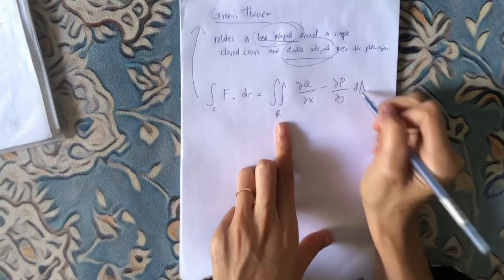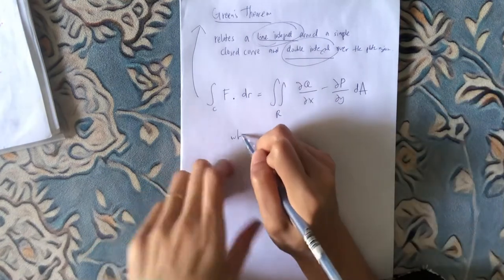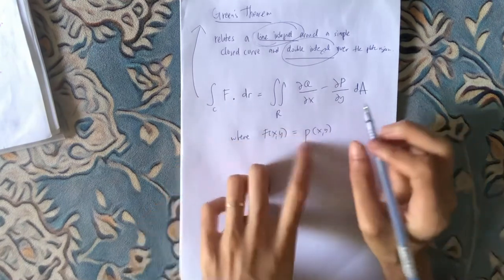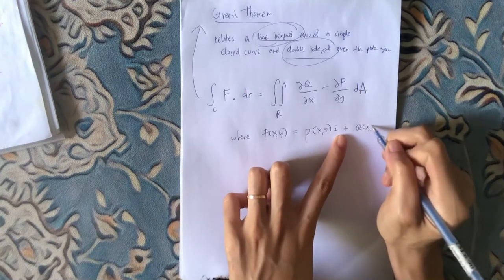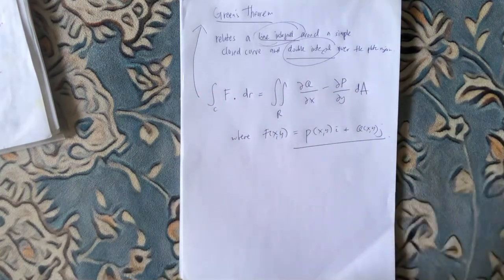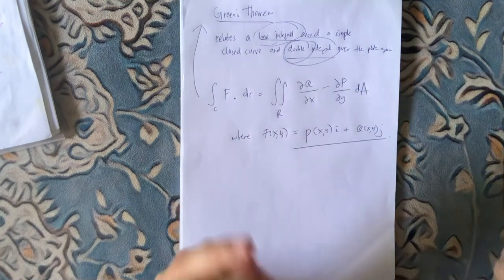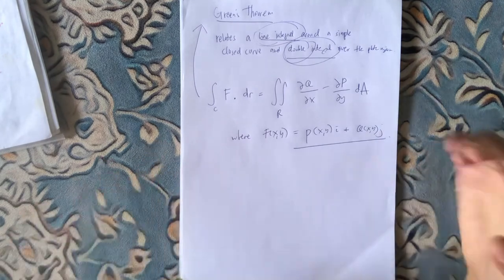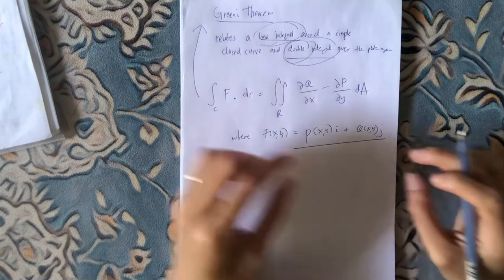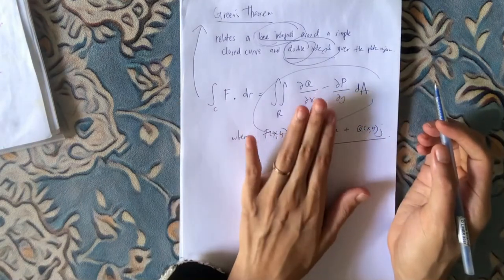The dA stands for either dx dy or dy dx, it's up to you, where F(x,y) is equal to P i, with the variables involved being x and y, plus Q j. Green's theorem is only applicable for a double integral. So when you get a question regarding Green's theorem, you already know it must be a double integral, it cannot be triple. This is the equation for Green's theorem that you will use.